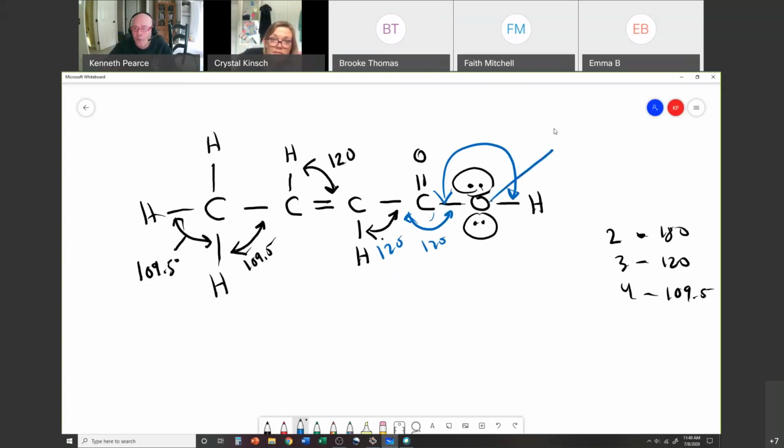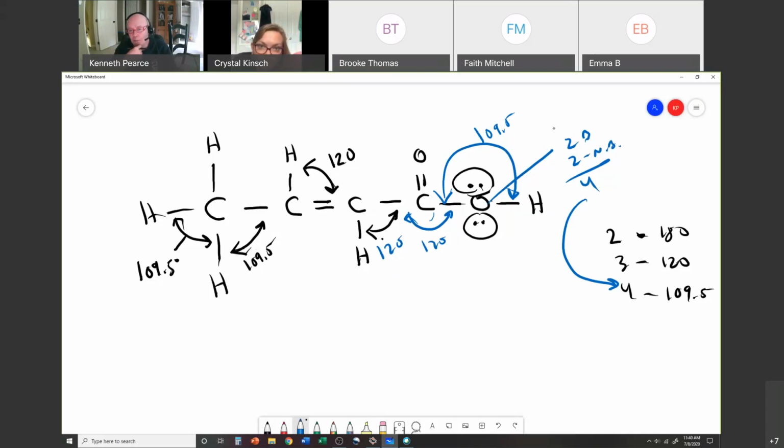I have 4 domains, but I have 2 bonded, 2 non-bonded. That's 4 things. It's 109.5. Lone pairs still count. Lone pairs count as things. Okay, they do count as things. So we got 4 things. So the bond angle between the carbon and the hydrogen on the oxygen, the bond angle is still 109.5 either way.